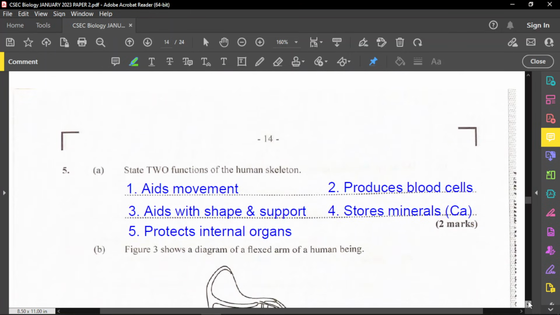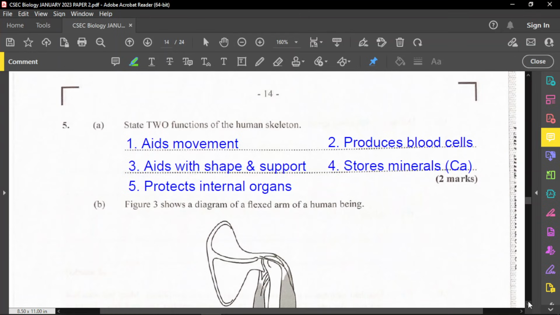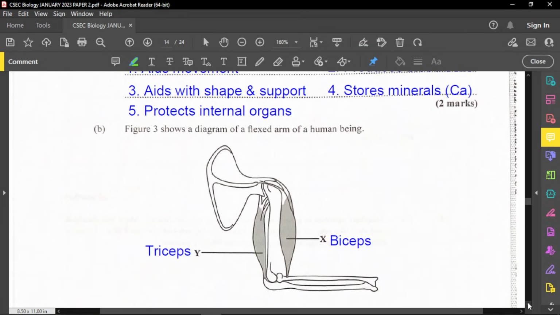All right, so question number 5. Oh, yes. All right, question number 5 is to state 2 functions of the human skeleton. And the human skeleton aids in a number of things. One, it aids in movement, aids with the shape and support of the body. As well, it also aids in protecting the internal organs. Also produces blood cells, stores minerals, particularly calcium. All right, so that's an easy, well, that's 2 marks.